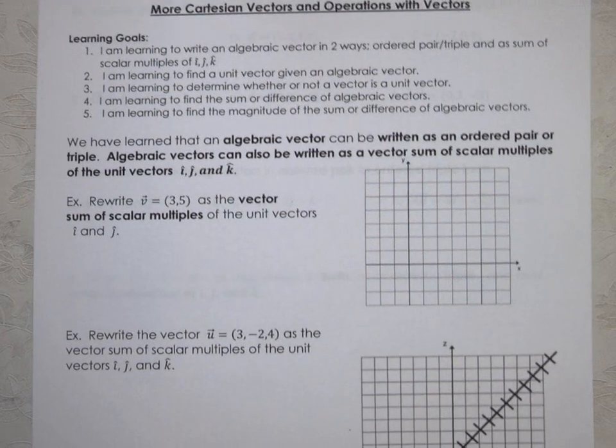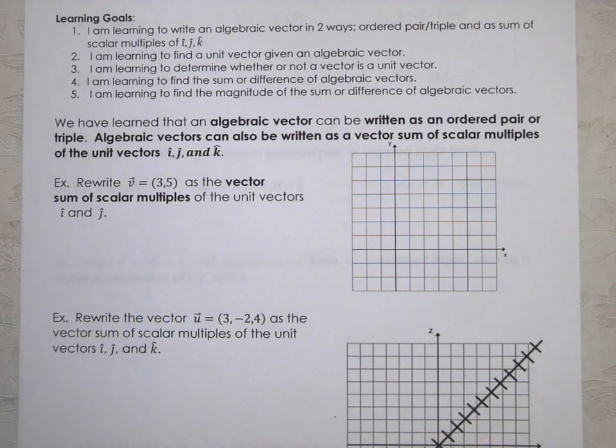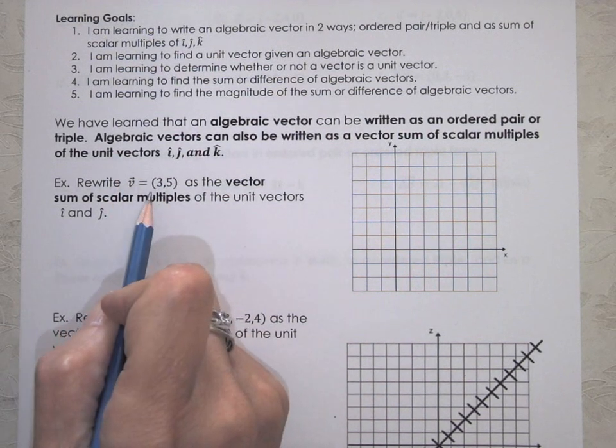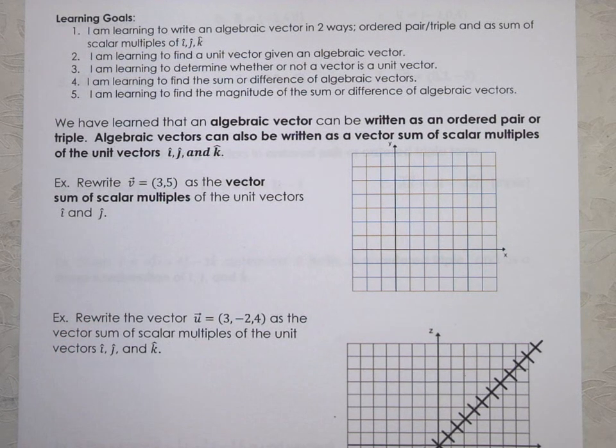So we've learned that an algebraic vector can be written as an ordered pair or triple. Algebraic vectors can also be written as a vector sum of scalar multiples of the unit vectors I hat, j hat, and k hat. So our first example says to rewrite the vector v equals 3, 5, which remember is an algebraic vector, so its starting point would be 0, 0, and its ending point is 3, 5, as the vector sum of scalar multiples of the unit vectors I hat and j hat.